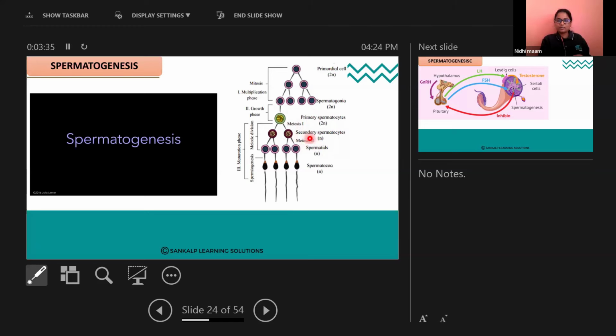So 2 secondary spermatocytes will increase in number to 4 spermatids. After meiosis 2 these cells are regarded as spermatids. These are also haploid in nature. These spermatids will undergo morphological changes, that is, changes in the structure of the spermatid. This structural change is called spermiogenesis.